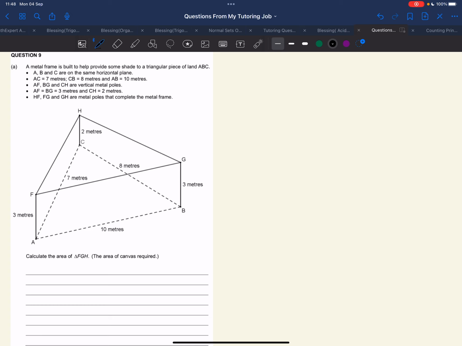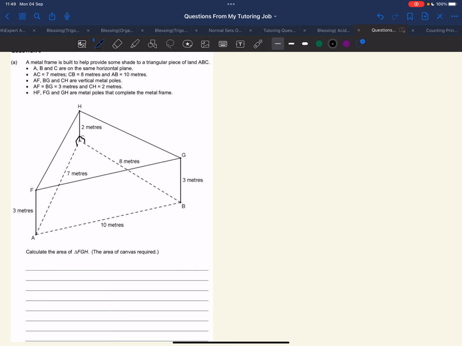Now, if they are telling us that those are vertical poles, basically I can just say that there's actually a 90-degree angle there, and there's also a 90-degree angle there as well. All right.